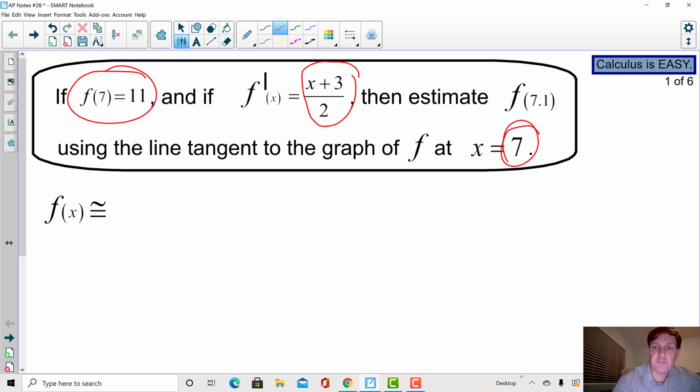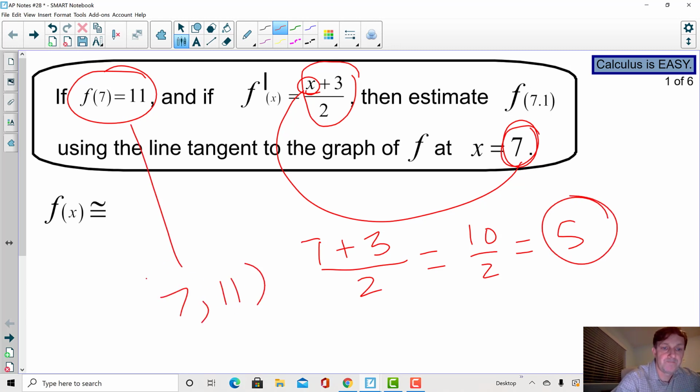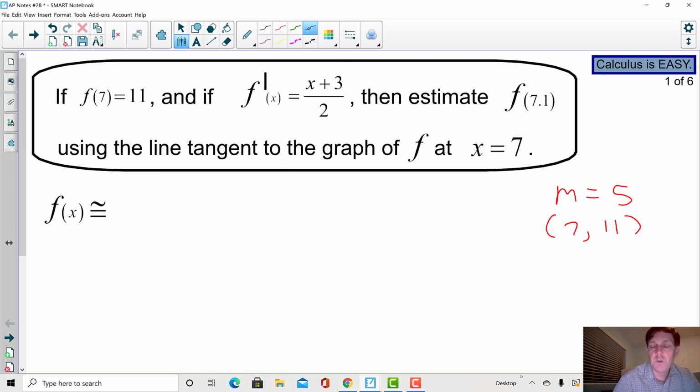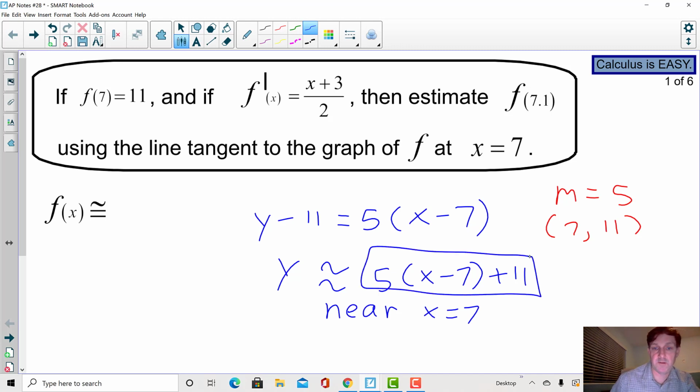So for us, when x is 7, we could plug the 7 into the slope formula, and that would give us 10 over 2, and so that's 5. So our slope is 5, and our point is going to be 7, 11. Now we can do the equation of a line. The equation of a line is going to be y minus 11 equals m, and then x minus 7. I'm going to add 11 to both sides, and that's it. As long as x is near 7, our function will be approximately equal to this line.